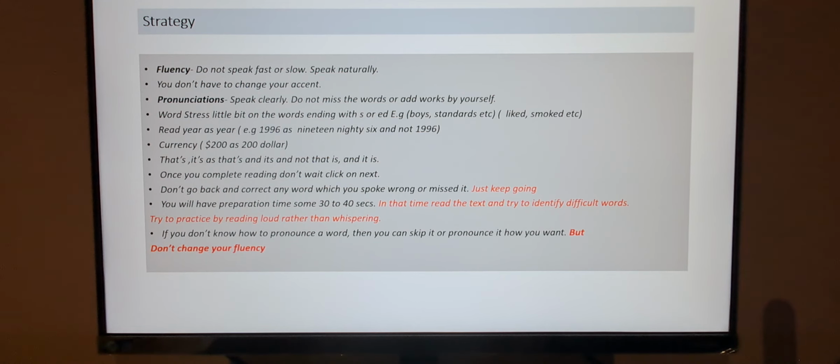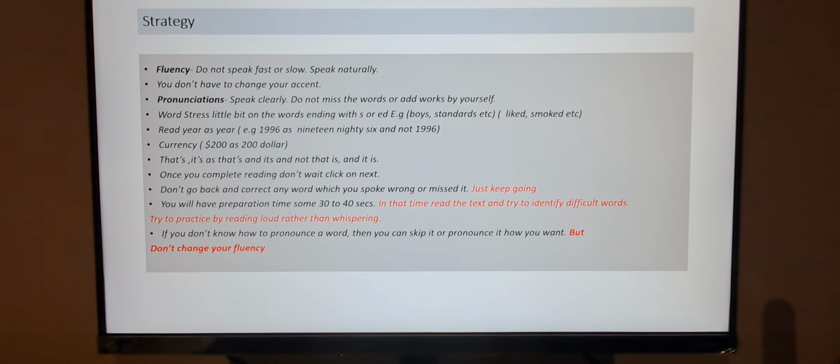You don't have to put on a British accent or an Australian accent or a Canadian accent or a US accent. No, you don't do that. Whatever normal accent you have, use that accent and speak. I never changed my accent when I was reading the read aloud. I used my own accent and I talked normally.